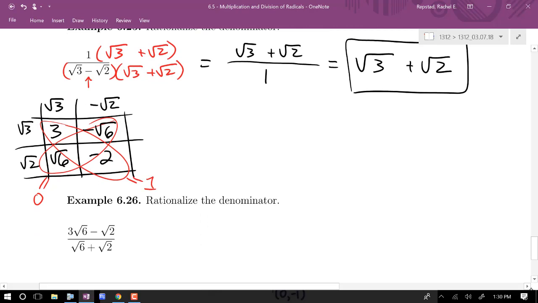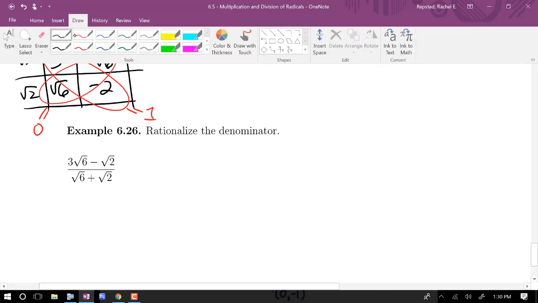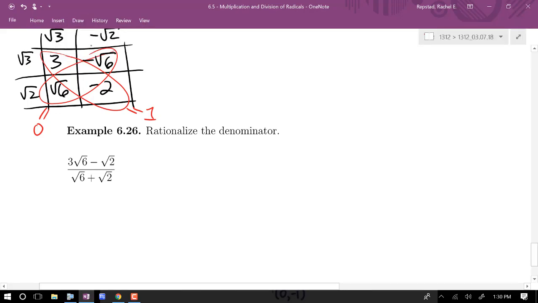One more. Let's use the same technique. Let's rationalize this denominator. How should we start? Using the conjugate. So what is the conjugate of the bottom? Root 6 minus root 2. And we multiply by that on the top and the bottom.